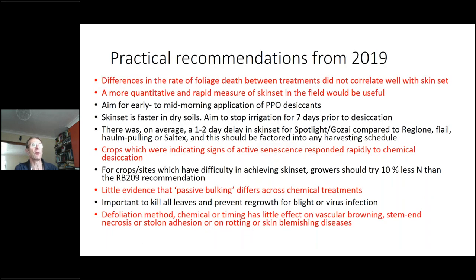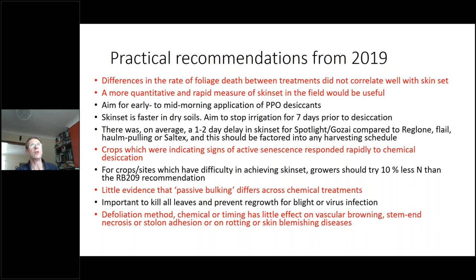So practical recommendations, I'm not going to go through all of them, but just highlight five of them. Very simply, this discrepancy between the rate of foliage death and the rate of skin set, we need to answer that a bit better because visual symptoms may not always be the indication of what's going on below ground. And therefore a more rapid and quantitative assessment, not just a thumbnail going on the skin of a tuber, is needed to give us some information about whether the tubers have actually set skin sufficiently for harvesting.